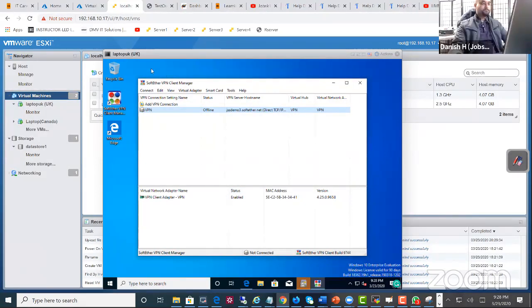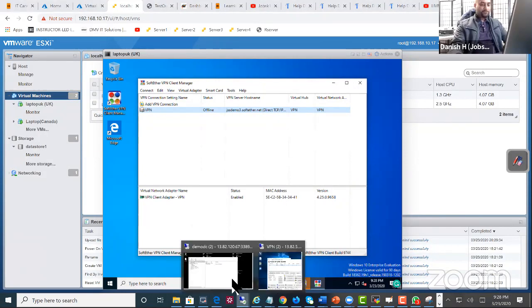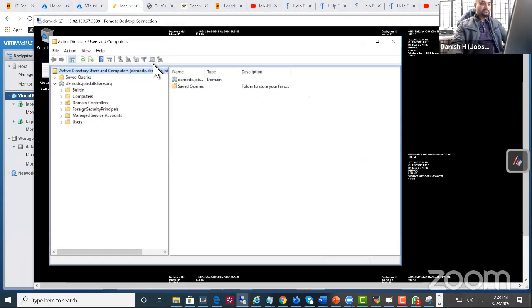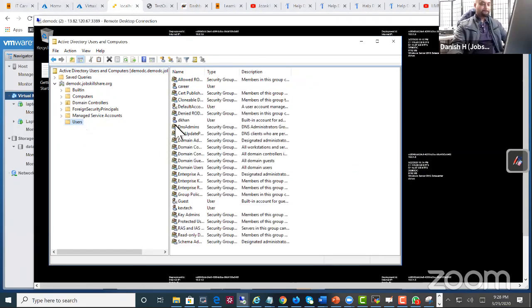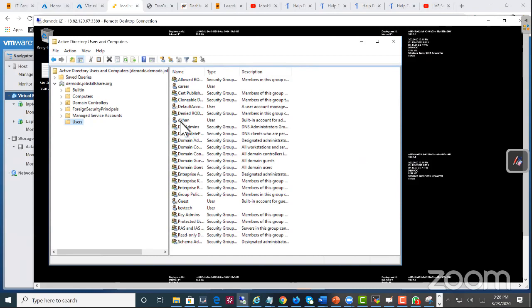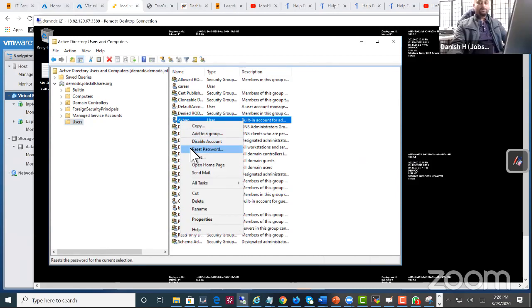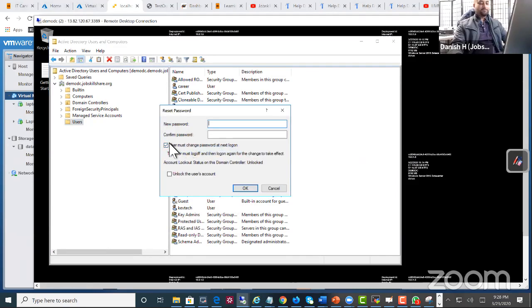Anyone? Users in Active Directory. Users in Active Directory. So where do I go in Domain Controller? That's right. Users. And then go here to users. You can right click on it and then go to do what? Reset. And I'm going to type a password, right?